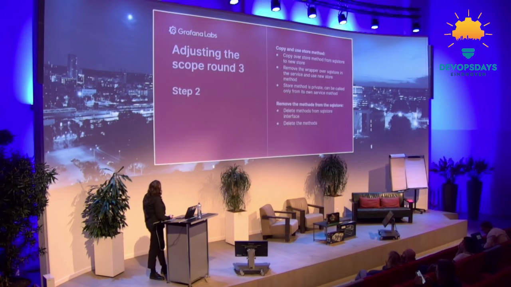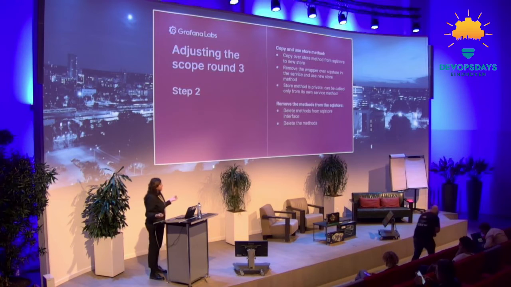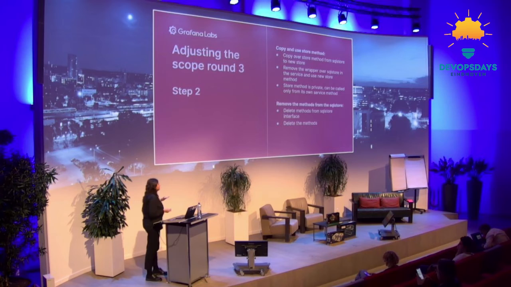The second step of round 3 of the refactor: we decided to copy everything we have in the one store, the one blob of the store, and copy it into the belonging features, where we would remove the wrapper around the old store, and we would just call the store's methods from the service, but not refactored, just as they were in the old place. And still, the store is private, so it needs to be exposed by the service interface. This time, we are allowed to delete the SQL store and delete the methods.